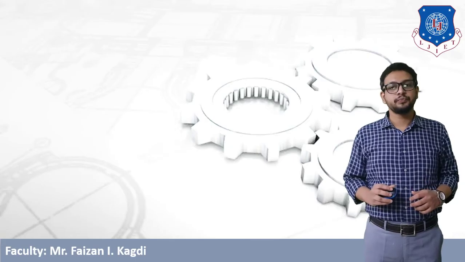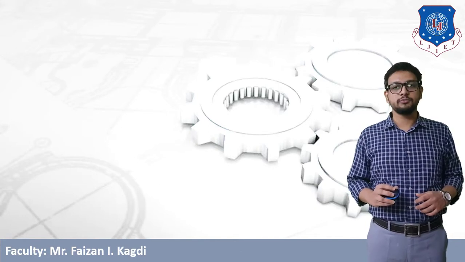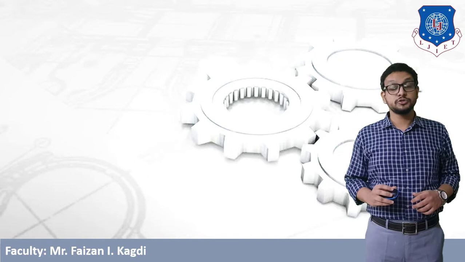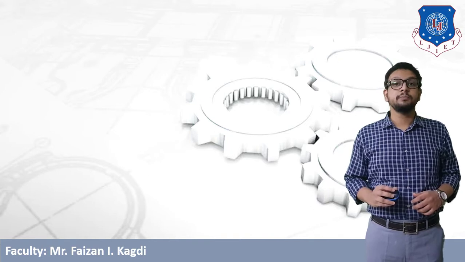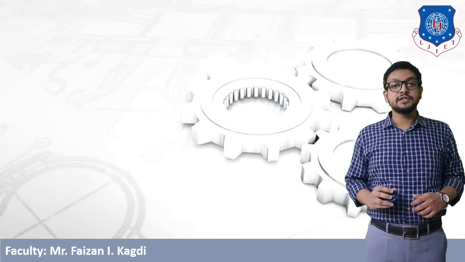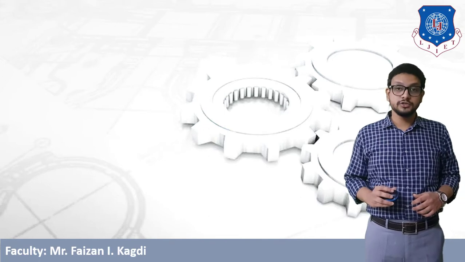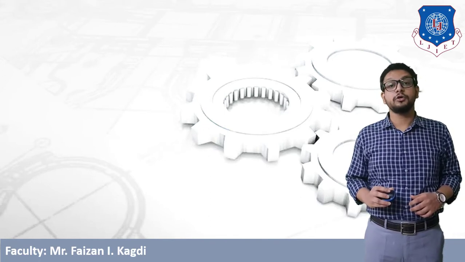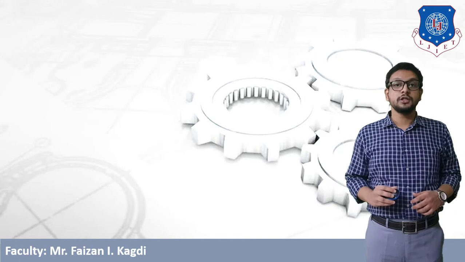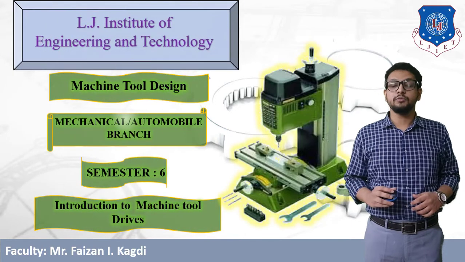Hi friends, in our last session we have seen general requirements for a machine tool design, and we have also started with working motions and auxiliary motion. In today's session we are going to see parameters that are going to define the working motion of a machine tool. This is Faizan Kagdi and I welcome you all to our lecture series of machine tool design.